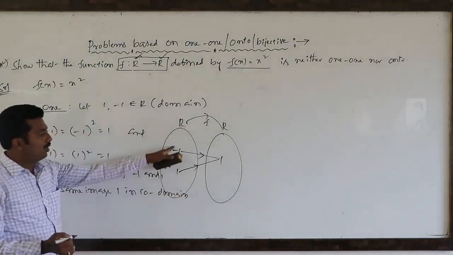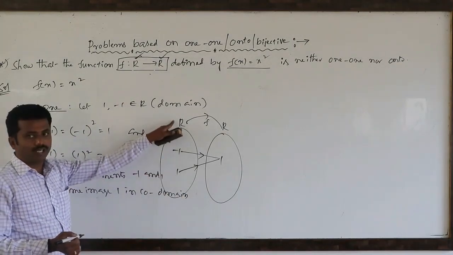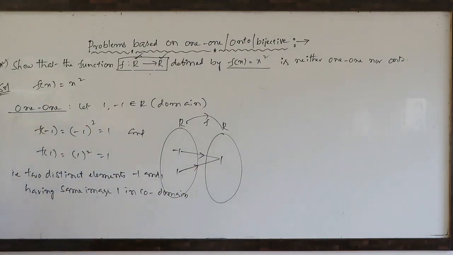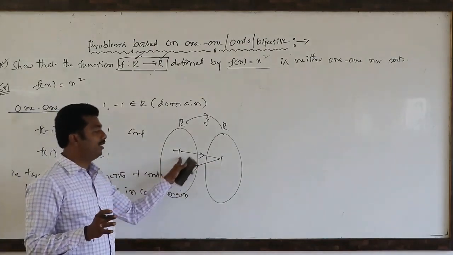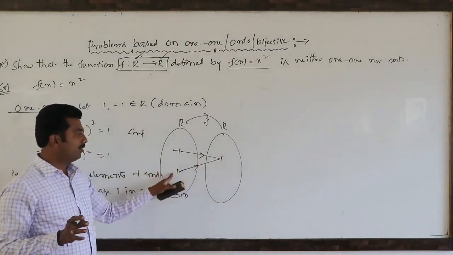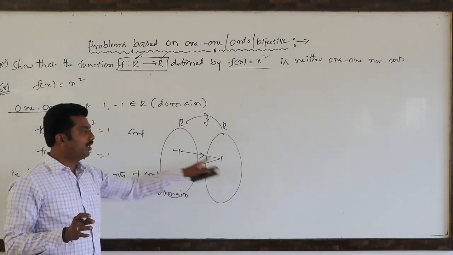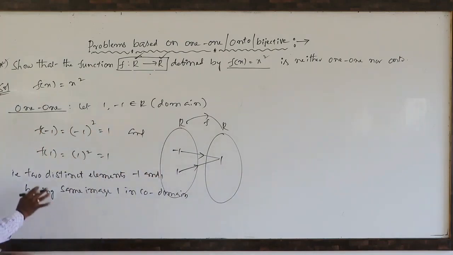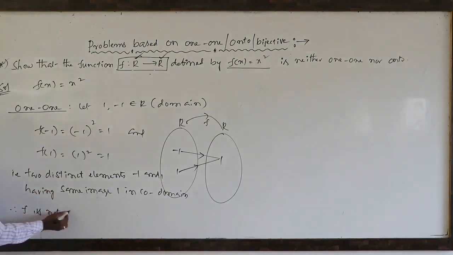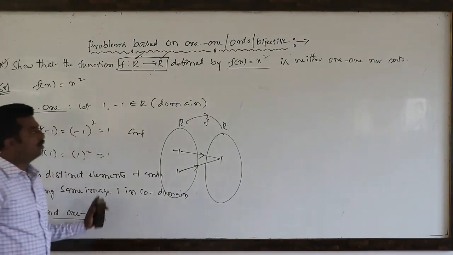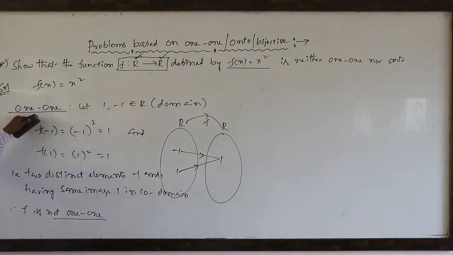See here, two distinct elements minus 1 and plus 1 in the domain having the same image, so that is not 1-1. What is the 1-1 condition? Distinct elements of the domain having distinct images. Suppose two elements are there, two images should exist. Three elements are there, three images should exist. So two elements with one image means it is not a 1-1 correspondence. Therefore, f is not 1-1. So like that we have to verify 1-1. Remember, if a function is not 1-1, we have to give a counter example like this.